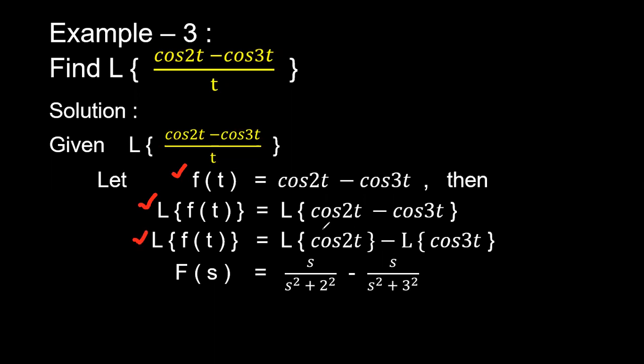Applying Laplace transform on both sides, Laplace transform f of t is equal to Laplace transform cos 2t minus Laplace transform cos 3t, applied to each term separately. Laplace transform f of t is nothing but your f of s. For Laplace transform cos 2t, apply the basic formula s by s square plus a square, with a equal to 2. So that is s by s square plus 2 square minus s by s square plus 3 square, that is s by s square plus 4 minus s by s square plus 9. This is your f of s function.